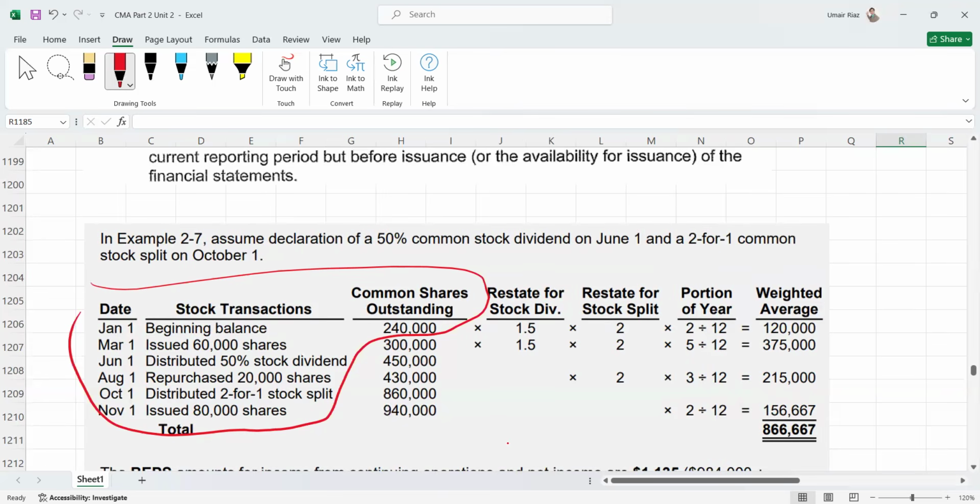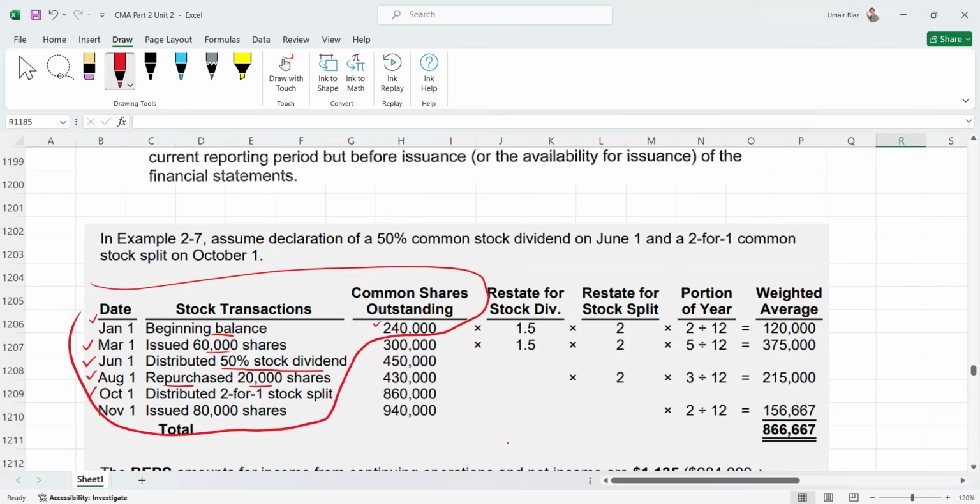...including stock split and stock dividend. Okay, so for example, this data is there now. On January 1 we have a beginning balance of 240,000 shares. On March 1 we issued 60,000 shares. On June 1 we distributed a 50% stock dividend. Okay, we gave a 50% stock dividend to existing shareholders. On August 1 we repurchased 20,000 shares.